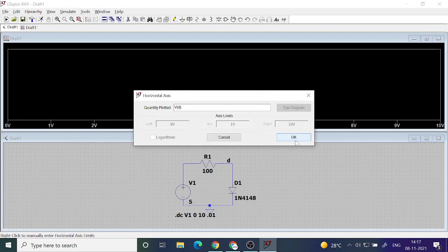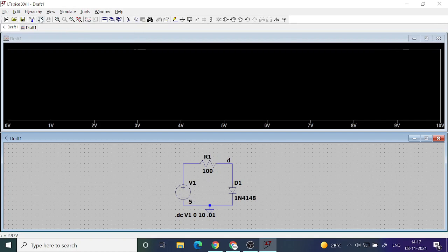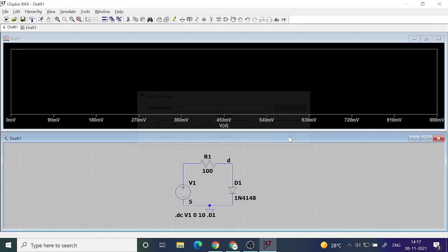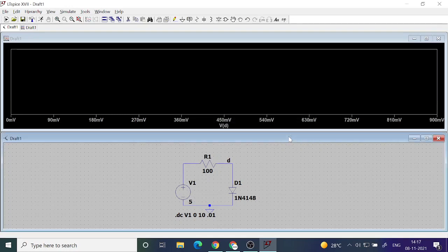Okay, I think I need to run it again. Let me run it again after changing the label. Voltage on D. So now you can see that the voltage across the diode is changing only up to 0.9 volt or 900 millivolt.